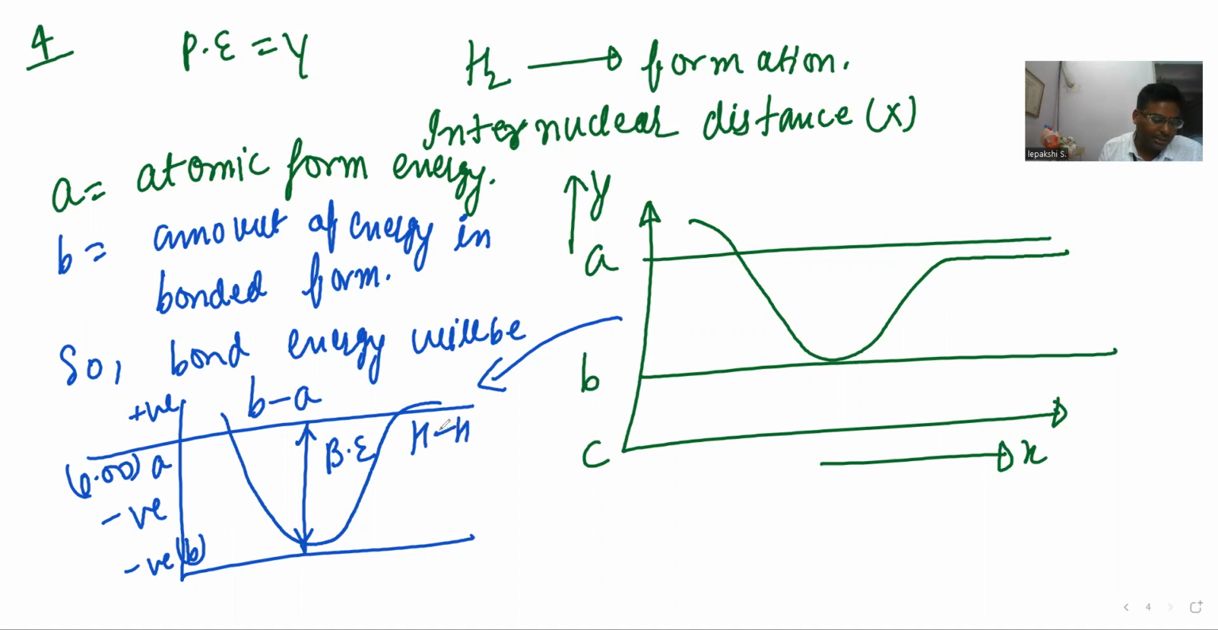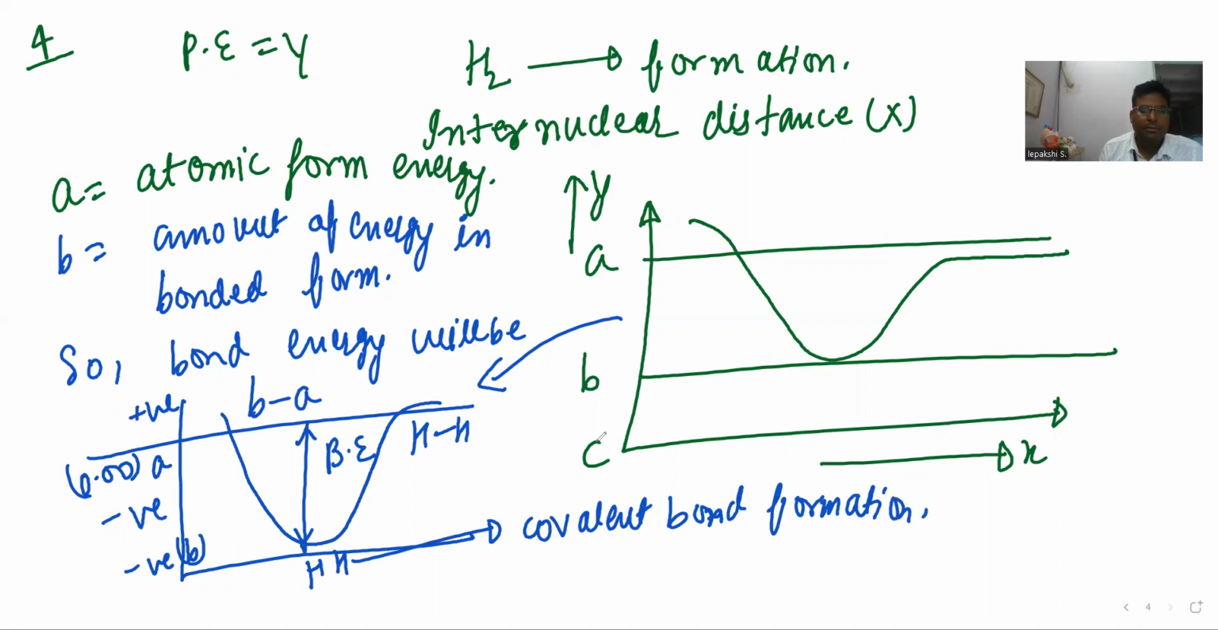Two atoms are present at infinite distance. So this is H-H, covalent bond formation. Two atoms are present at infinite distance. So here this is infinite distance. Right, so please write it down. It was asked in 2020.